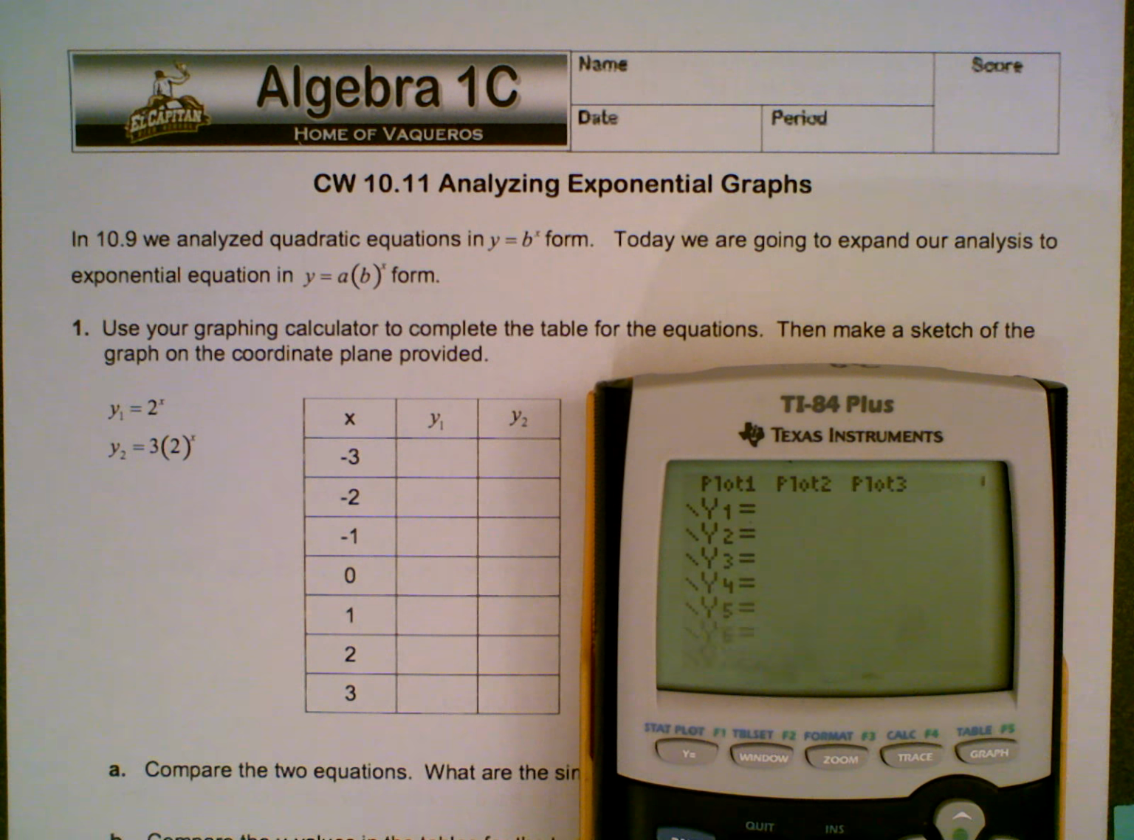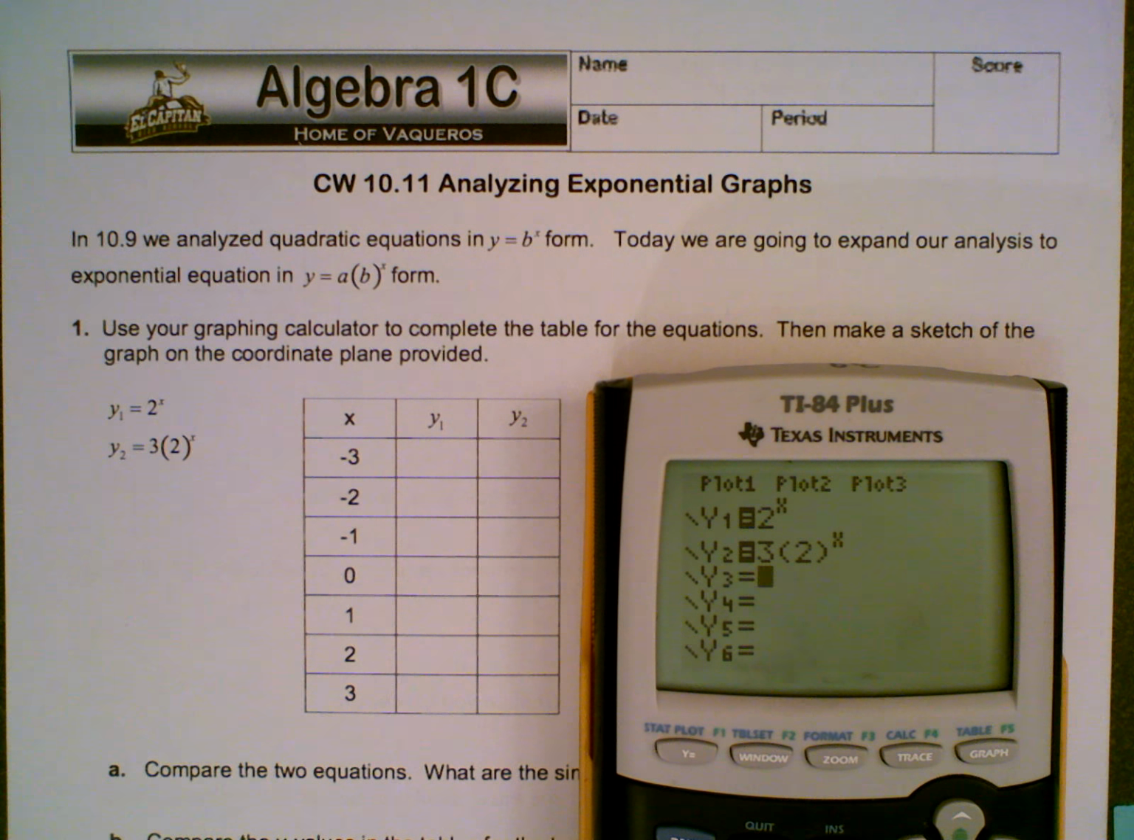All right, so I'm going to hit y equals, and then type in 2 to the x. Press enter. And y2 is going to be 3, parenthesis, 2, end parenthesis, exponent button, and then x. There you go. Your calculator should look the same as mine. It should also look exactly like the equations you see on your sheet.